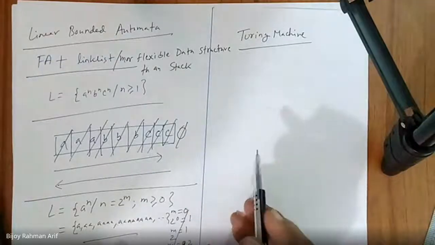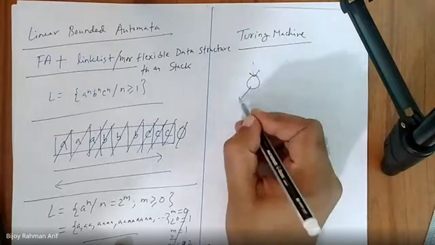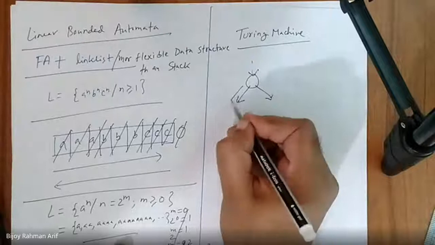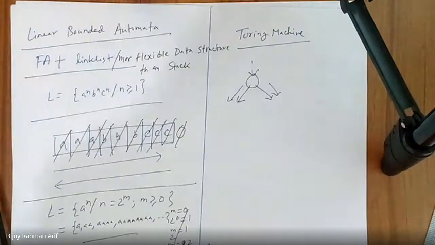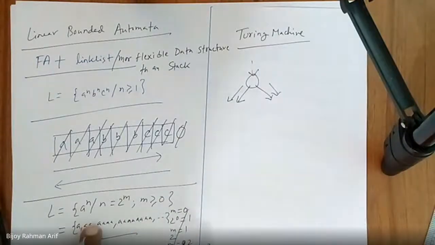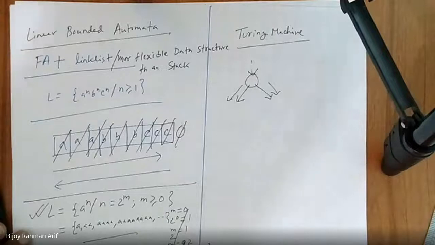What is Turing machine's specialty? It can take some decision. At a state, you can take either this path or that path. So this kind of decision-making capability is present in Turing machine. That time it becomes more powerful. And this Turing machine can accept this kind of languages. Seems very easy, but need Turing machine.